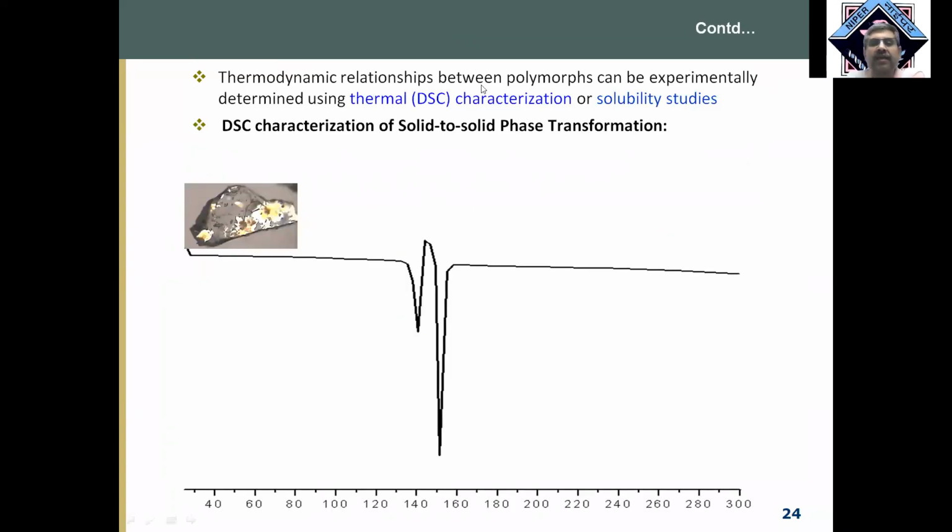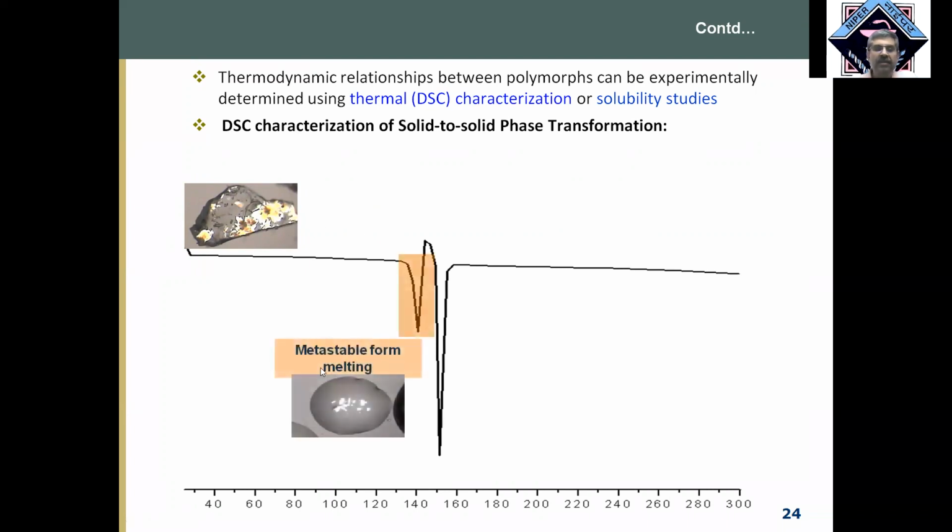The thermodynamic relationships between polymorphs can be experimentally determined using differential scanning calorimetry studies or solubility studies. DSC characterization of solid to solid phase transformation is shown in this diagram. This is the initial polymorph which was existing, and when we heat it in the DSC, the metastable polymorphic form will melt first. This endothermic event is the melting of the metastable polymorphic form.